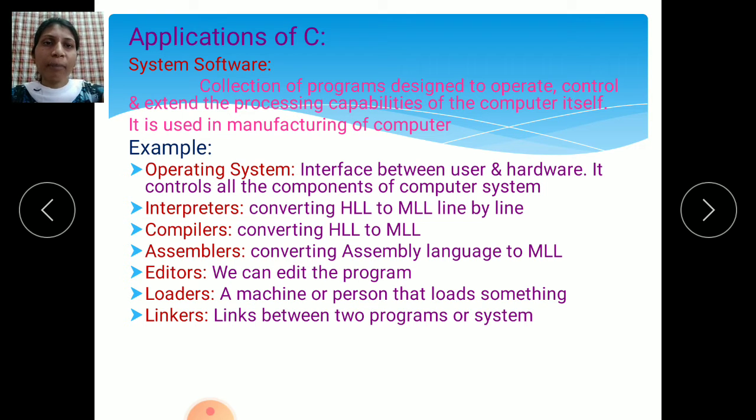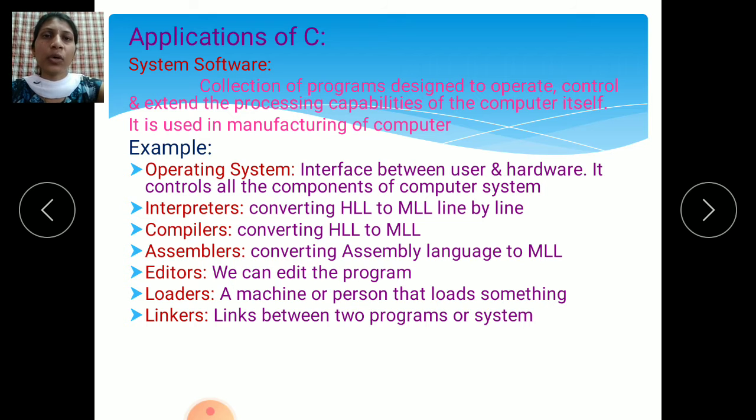It is used in the manufacturing of computers. System software means that to manufacture the system, we write the code behind it. That type of software is called system software, meaning the code we write to prepare the system, the code we use to run the machine, and according to that code the machine will work. That type of software is called system software.